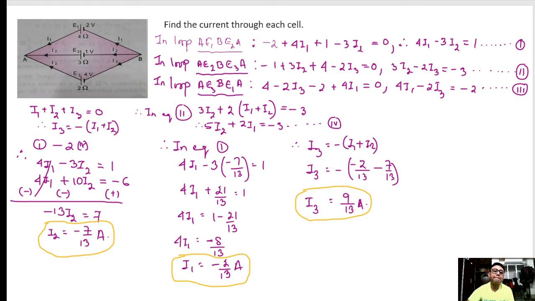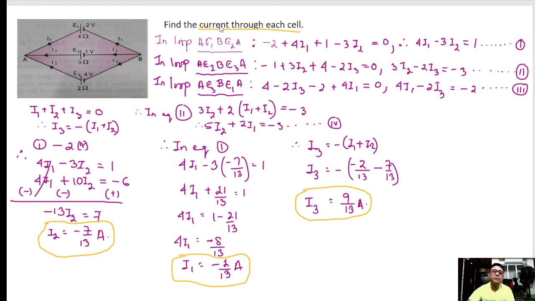Next circuit. This is the circuit given. See, there is a 2 volt EMF with internal resistance 4 ohms, 1 volt EMF with internal resistance 3 ohms, and 4 volt battery with internal resistance 2 ohms. So they are telling us to find the current through each cell.